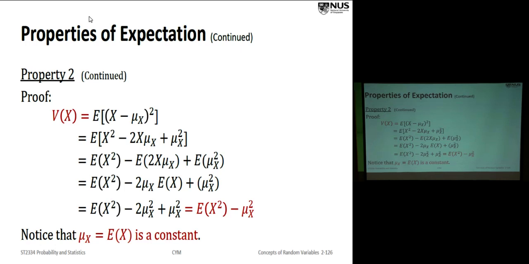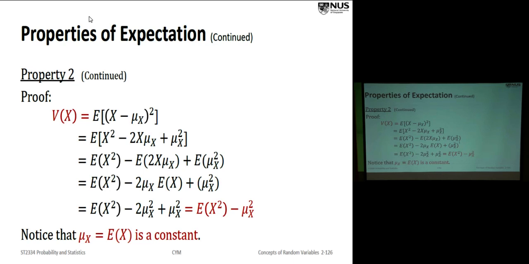So (x − μ_x) all squared is x² − 2xμ_x + μ_x². Okay, that's just squaring out those brackets, nothing more complicated than that. Now, we use the fact that the expectation of a linear combination of random variables is equal to the sum of the expectations. So this expectation is the expectation of x² minus the expectation of 2xμ_x plus the expectation of μ_x².